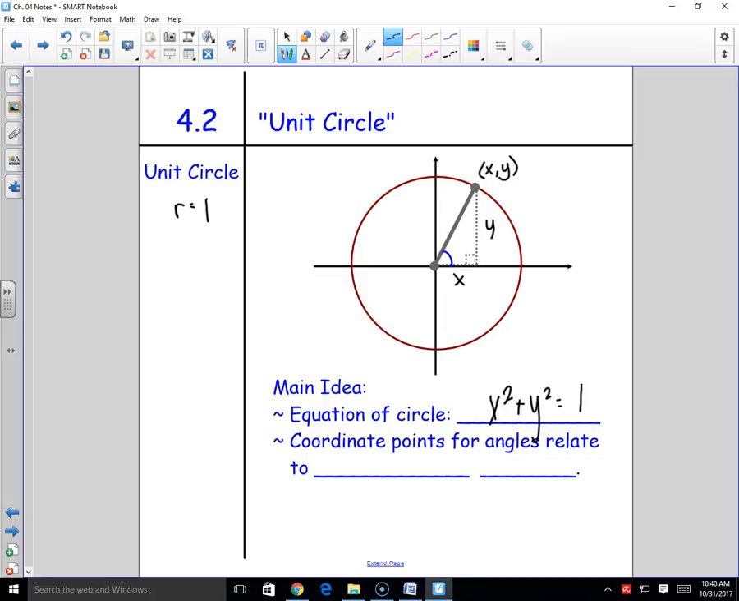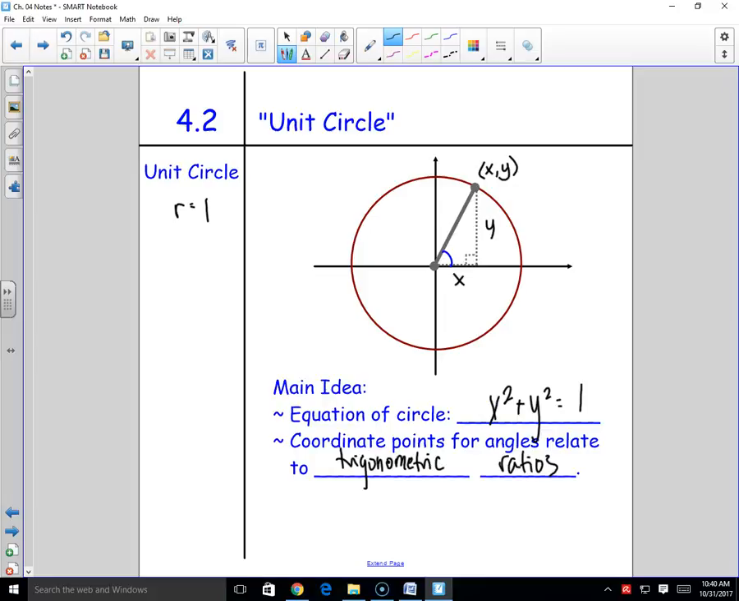For points for angle measures, the x's and the y's correspond to adjacents and opposites, which means they're going to relate to trigonometric ratios. And that's the point of the unit circle. If I can spell trigonometric. There we go.